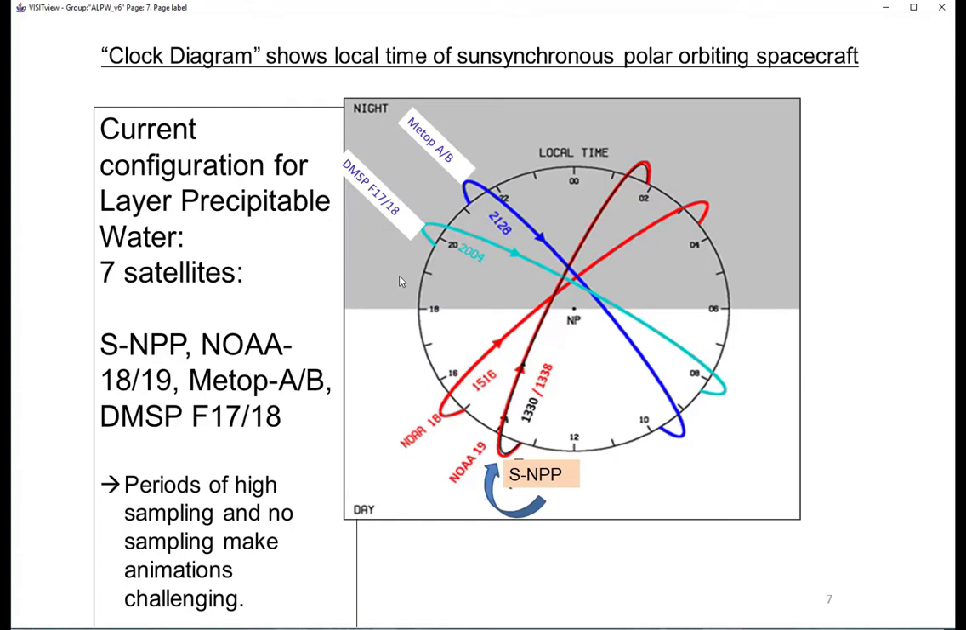This clock diagram gives you an indication of the interval between the data when it arrives, when it's available for the algorithm to work with. Remember, there's 7 different satellites currently, and this clock diagram just indicates the periods of high sampling and no sampling, which can make animations challenging. At times you get fairly frequent passes, and then there might be some time before the next one. So it gives you an idea of the irregularity in terms of when the data is available.